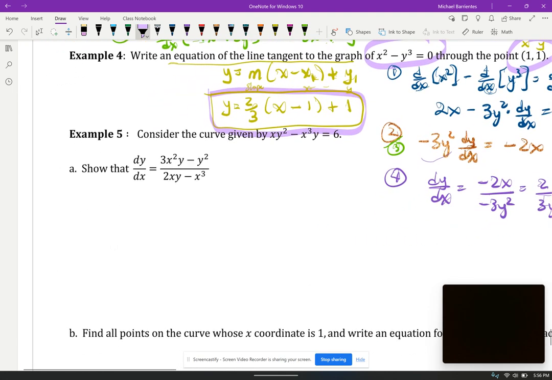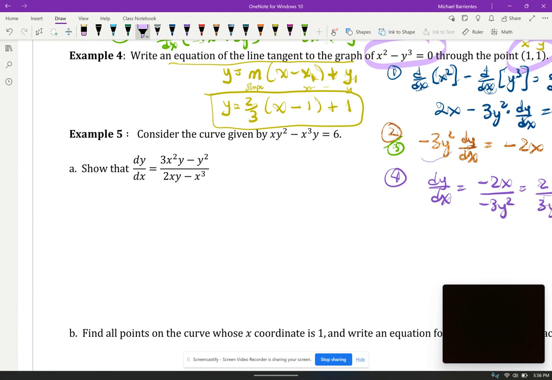And then finally, example 5 here. Consider the curve given by this equation. Show that dy/dx equals this formula. I'm going to be upfront with you. This is a very popular free response part. They probably won't ask you to do an implicit differentiation on the multiple choice, but as part of a differential equation question on the free response, they might ask you to do this step and just show that the answer is this.